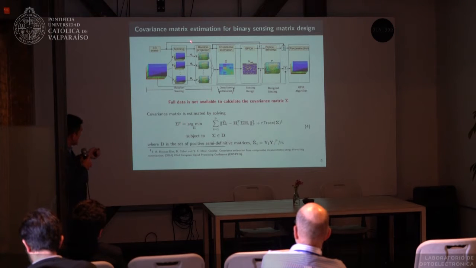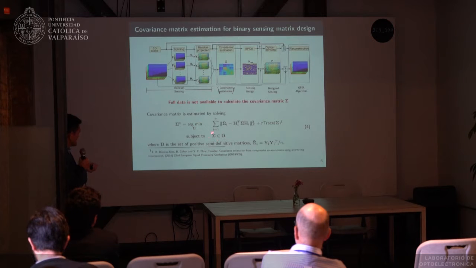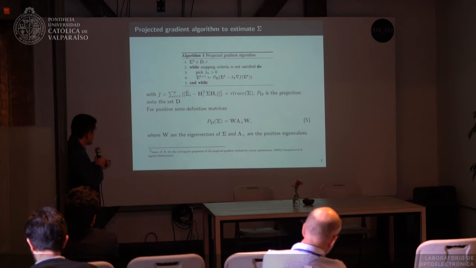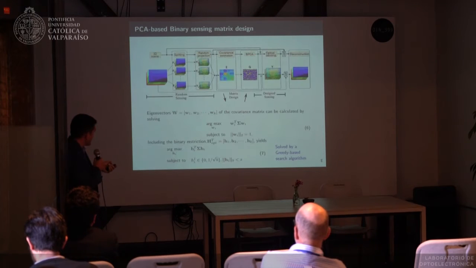Okay, these are your measurements, and I want to recover the covariance matrix, and I impose the constraint that the covariance matrix needs to be positive semi-definite. To solve that, we programmed this algorithm, and after that, you have your covariance matrix. This is the first part, to estimate the covariance matrix.